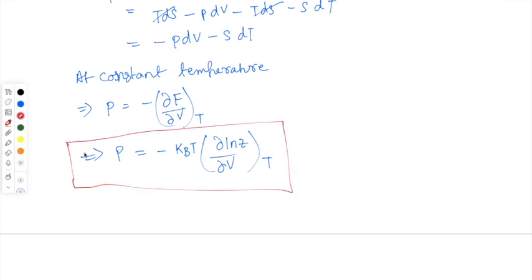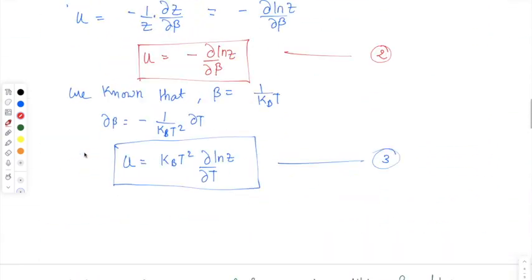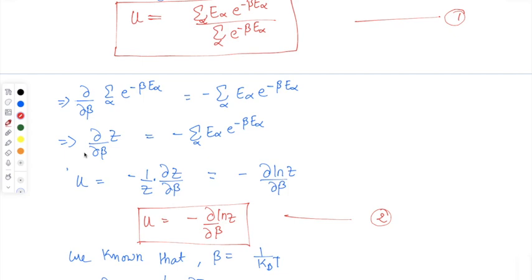Similarly, we can derive other relations. Now in the second part of the video, we'll do some questions. We will calculate all these quantities for a two-level system and a simple harmonic oscillator. Then we study the graphs of heat capacity and entropy. So for today we stop here.